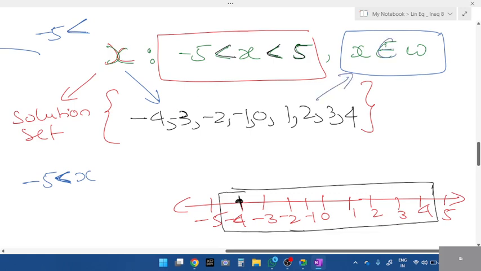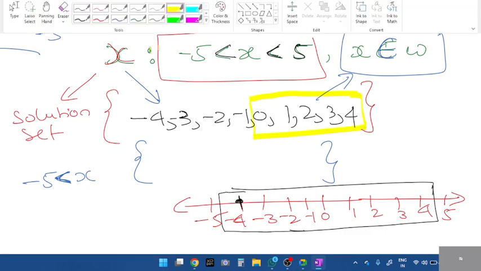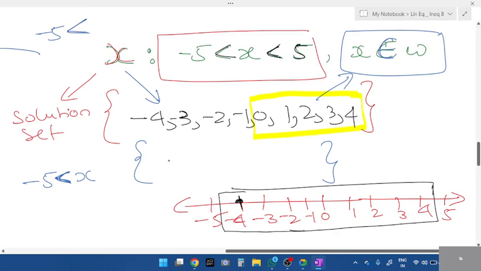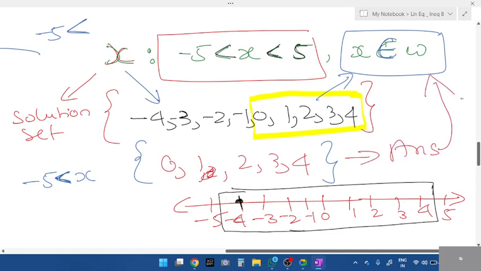X belongs to what? W stands for whole number. Whole number starts from which one? Does it have negative or positive numbers? It has only positive. And does it start from 1 or 0? 0. Out of this, what are the answers I have to write? 0, 1, 2, 3 and 4. This is the final answer for this question.